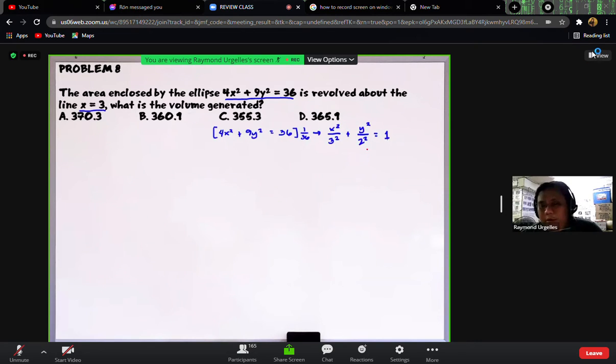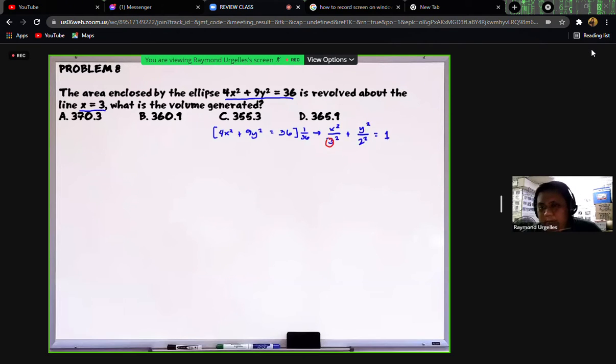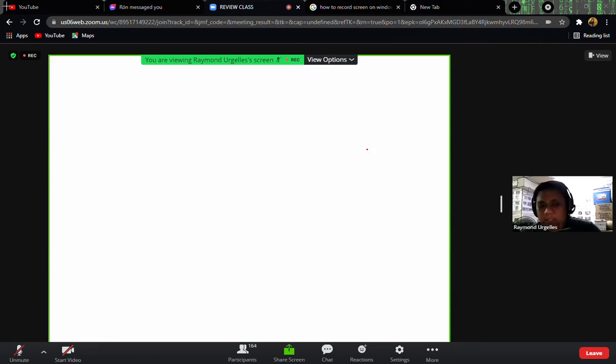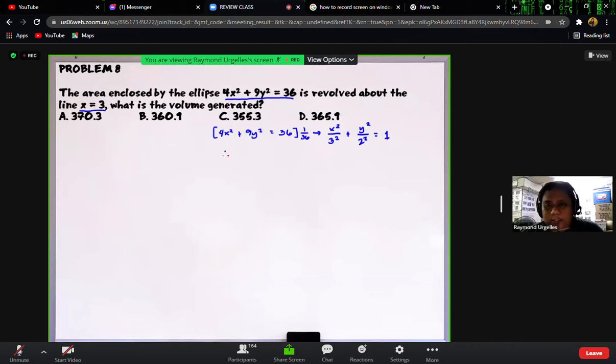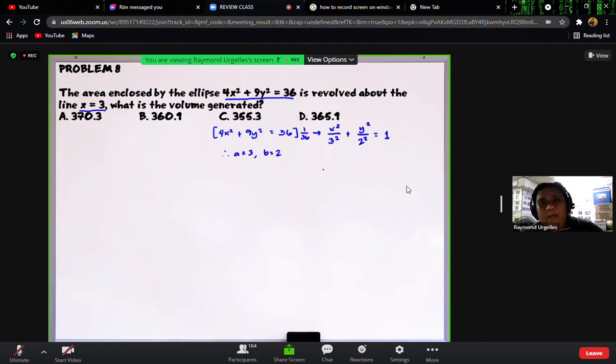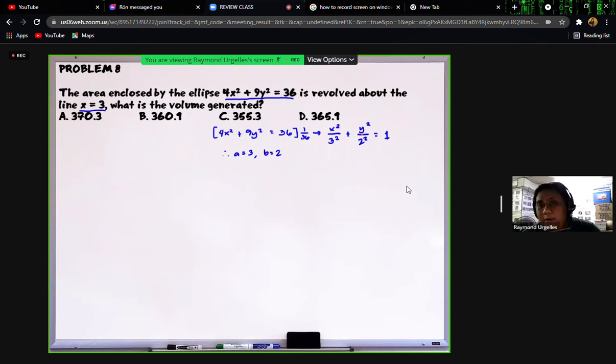So itatandaan natin na pagdating sa semi-major saka sa semi-minor axis, semi-major axis is always greater than the semi-minor axis. Diba? So kaya dito sa dalawang given na to, yung dalawang nasa ilalim, makikita natin na mas mataas yung 3 compared sa 2. Therefore, A is equal to 3, B is equal to 2.